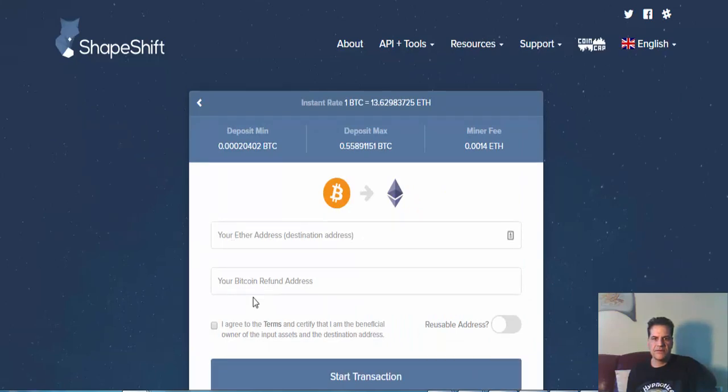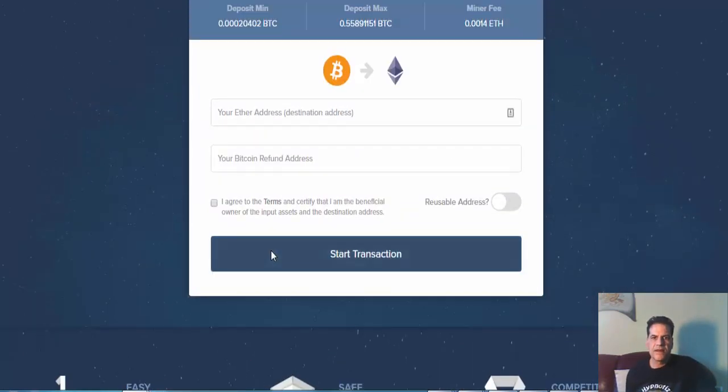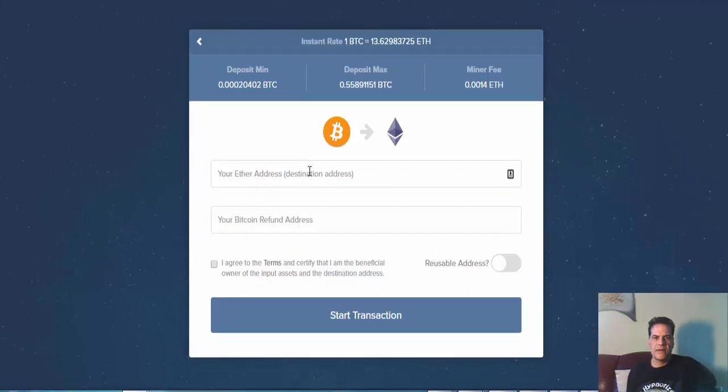Your Bitcoin refund address. Okay, I'm just going to start the transaction. You see here, I have to put my destination address. If you have BTC, you have to put your BTC address. You have to have an Ethereum address here, and your Bitcoin refund address. So this is your Bitcoin address, and this is your Ethereum address.